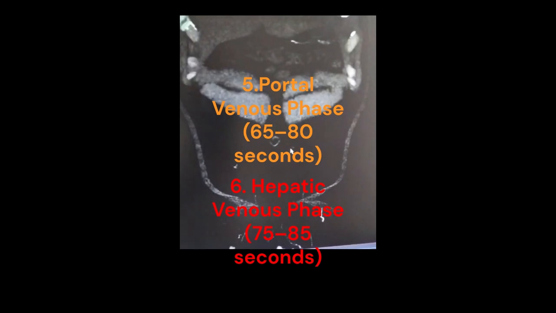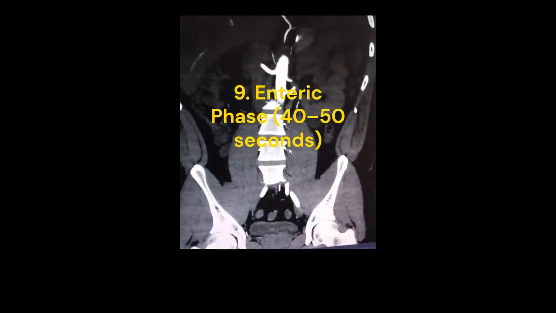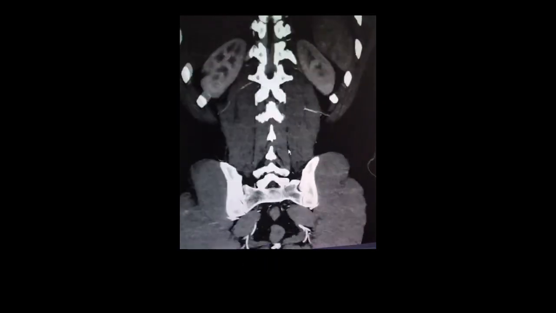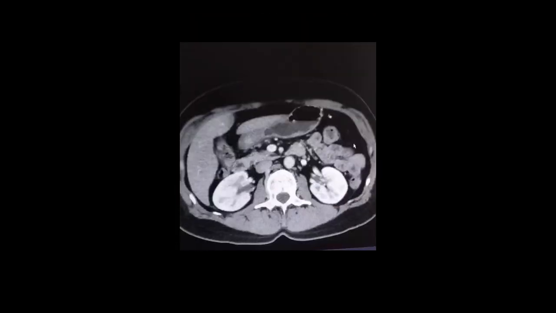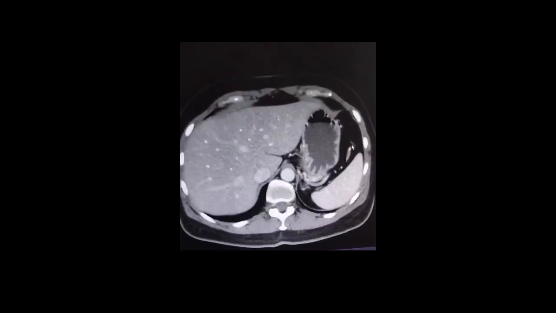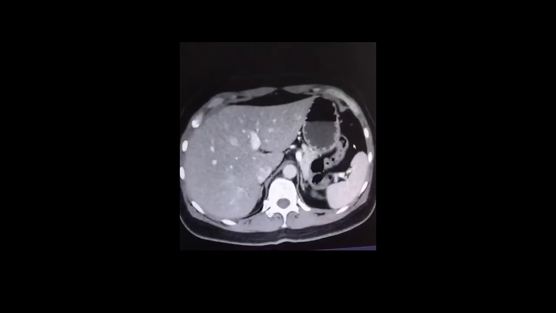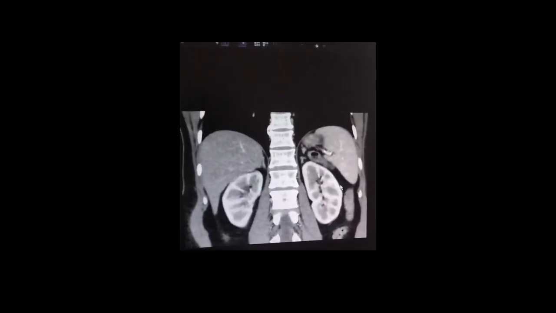Portal venous phase, 65 to 80 seconds. Description: contrast opacifies the portal vein and hepatic parenchyma. Image features: uniform enhancement of liver tissue, visualization of portal vein branches. Clinical role: ideal for detecting liver metastases, abscesses, or tumors.